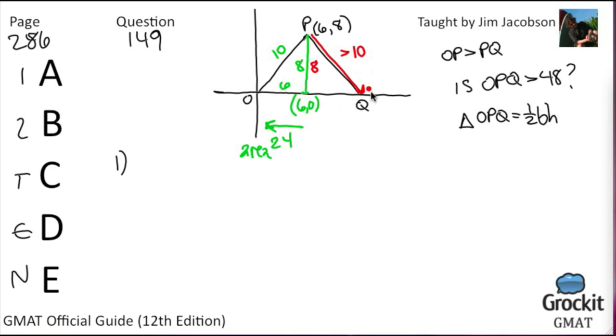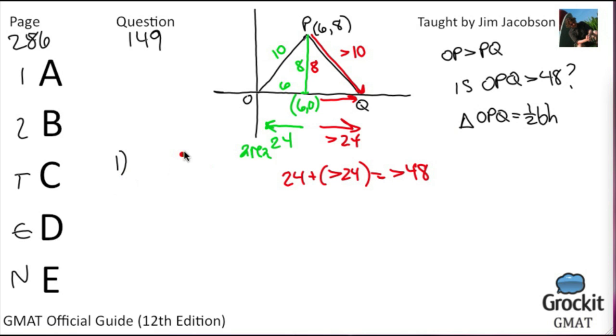And if the hypotenuse is greater and the height is the same, the base must be greater. So the area of this side of the triangle is going to be greater than 24 because the base has to be longer than 6. And that's enough for us to answer the question, because the area of triangle OPQ is going to be 24 plus something greater than 24. It's going to be something greater than 48, which is what the question was asking.